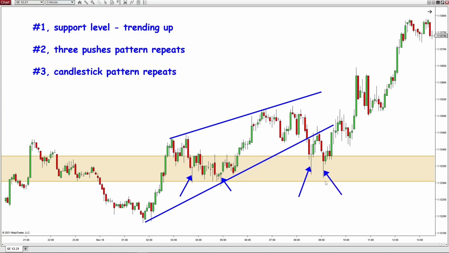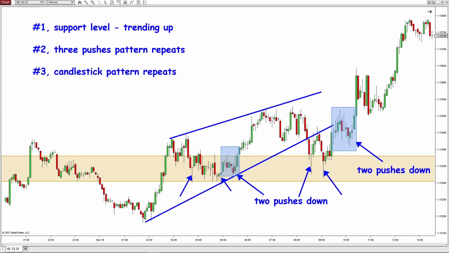That means it repeats itself. See what happened after this pin bar. So the market goes up, then there's one push with a bear bar, another push down with two bear bars, and then the trend resumes to the upward. So we can expect the same thing before the trend resumes, and it happened.